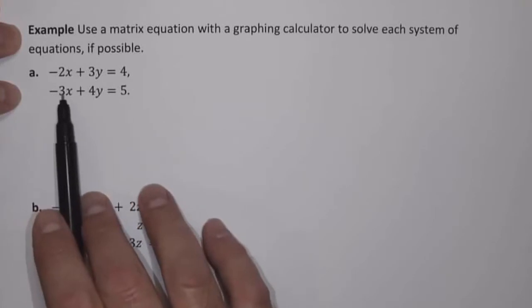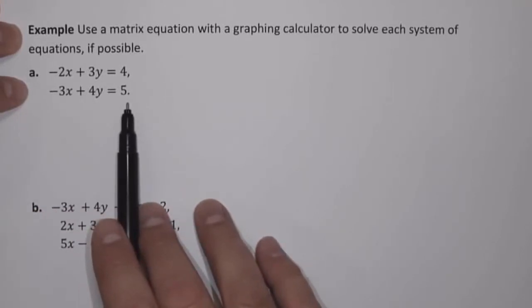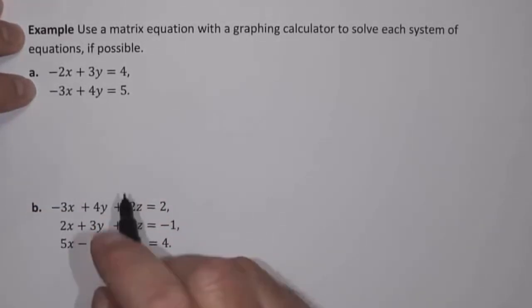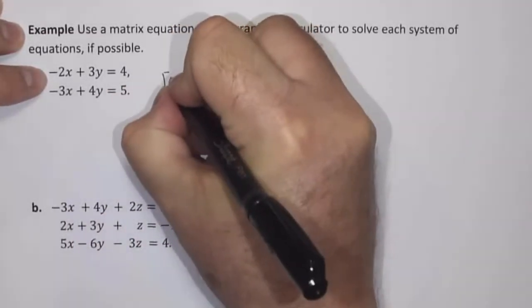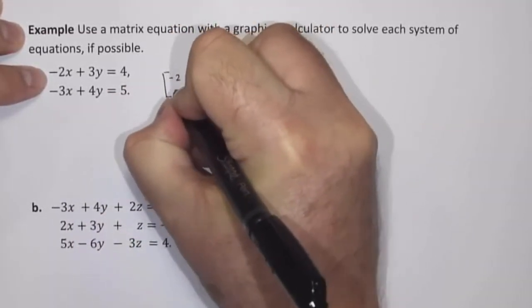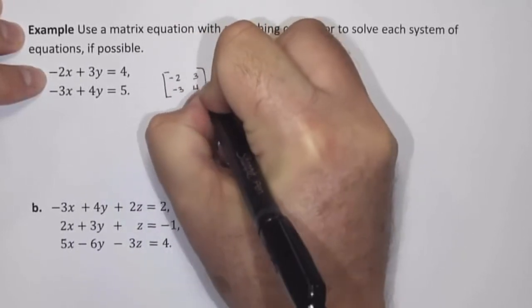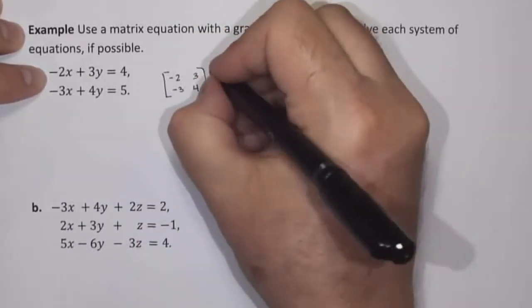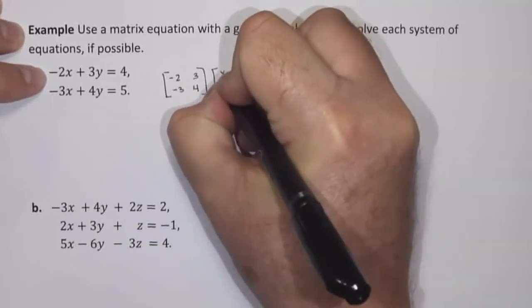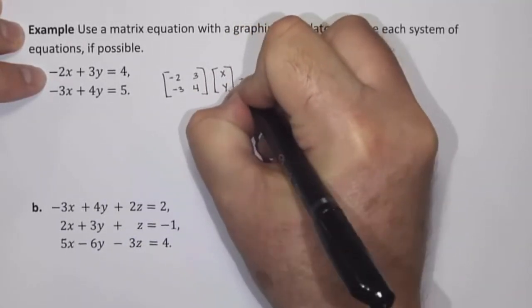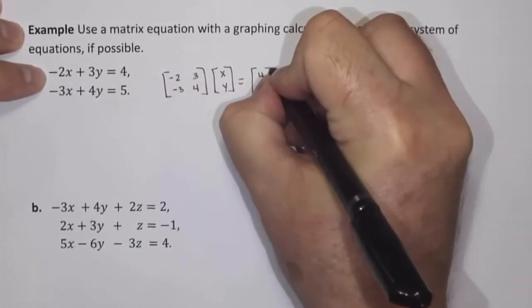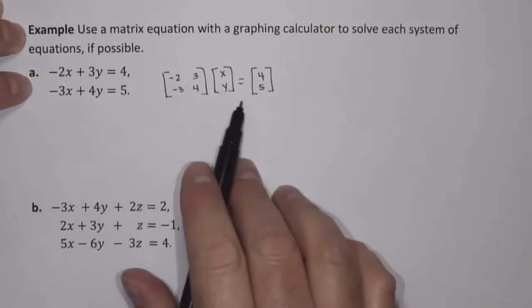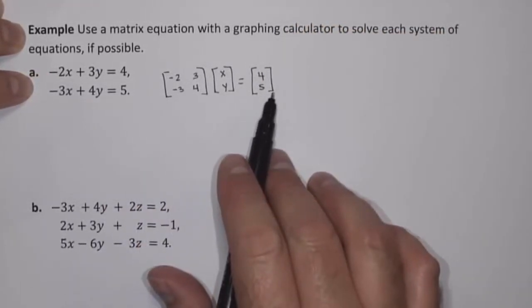So, if we have this system of equations in part A, then we'll begin by writing this as a matrix equation. We'll write our coefficient matrix, which will be -2, 3, -3, 4. That is our coefficient matrix, times our variable matrix, x, y, and that will equal our constant matrix, 4, 5. So this is our matrix equation.